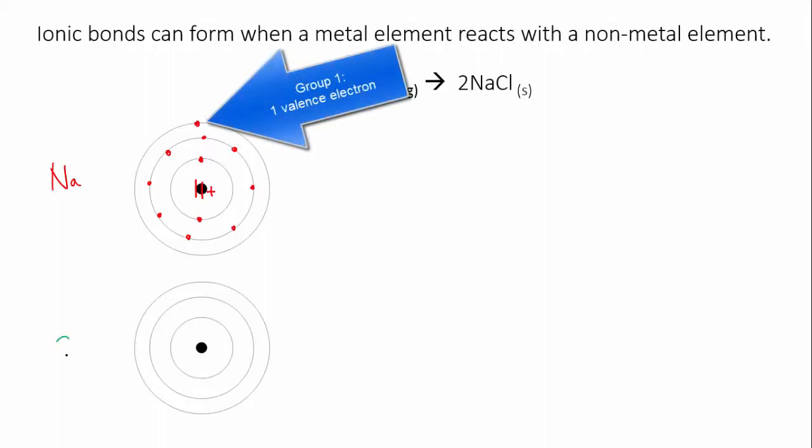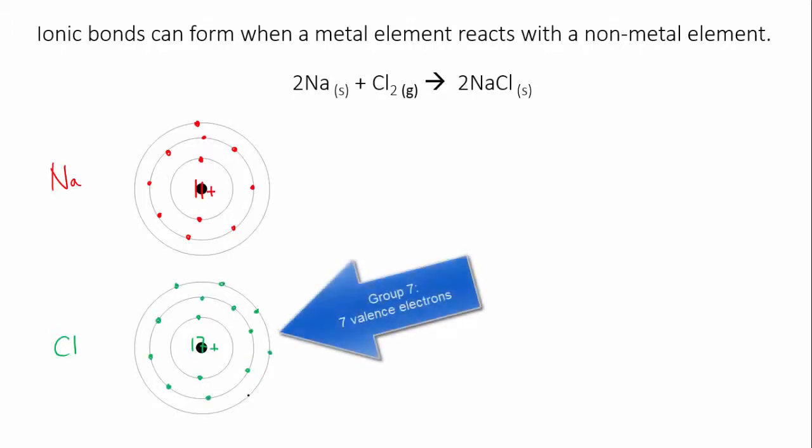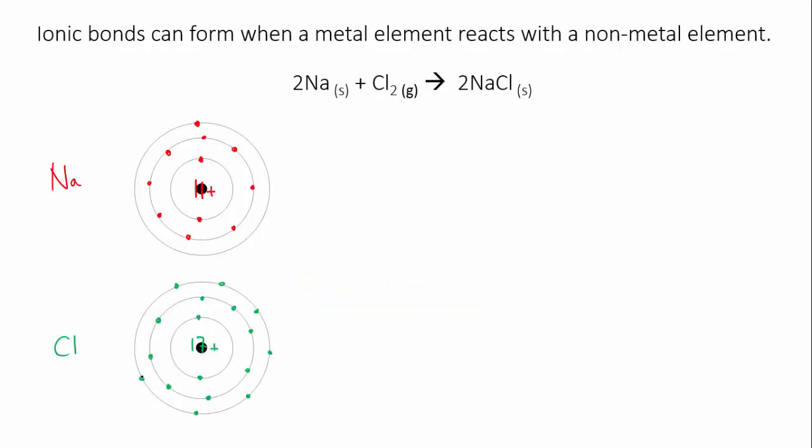Chlorine is in group 7 of period 3 and is element number 17. So I draw in its electrons, and it has 7 valence electrons. I'm ignoring the fact that chlorine's actually a covalent molecule for the moment. We just want to look at what happens to the individual atoms.